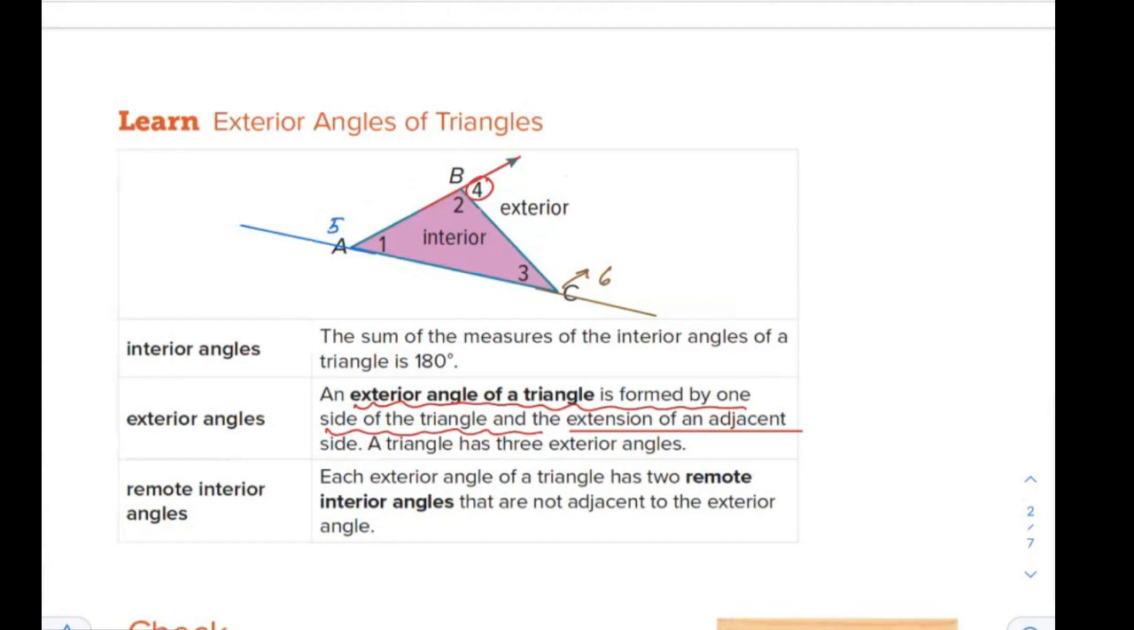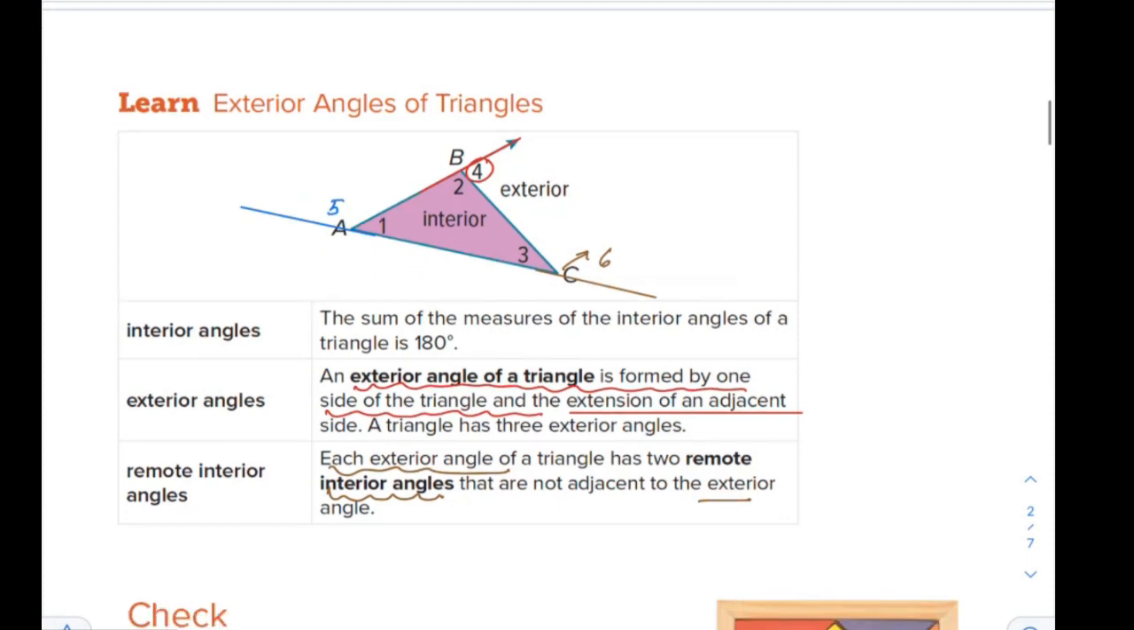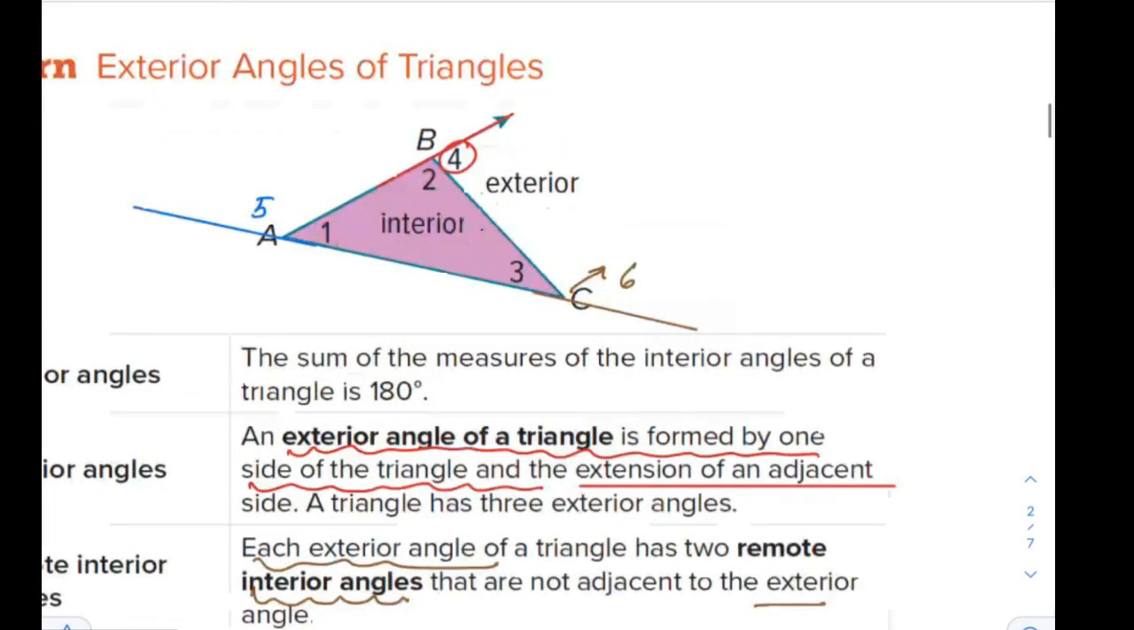So we have three exterior angles. Each exterior angle now, this is the important theorem, has two remote interior angles that are not adjacent to the exterior angle. And the theorem says what? The measure of the exterior angle is equal to the sum of the two remote angles.